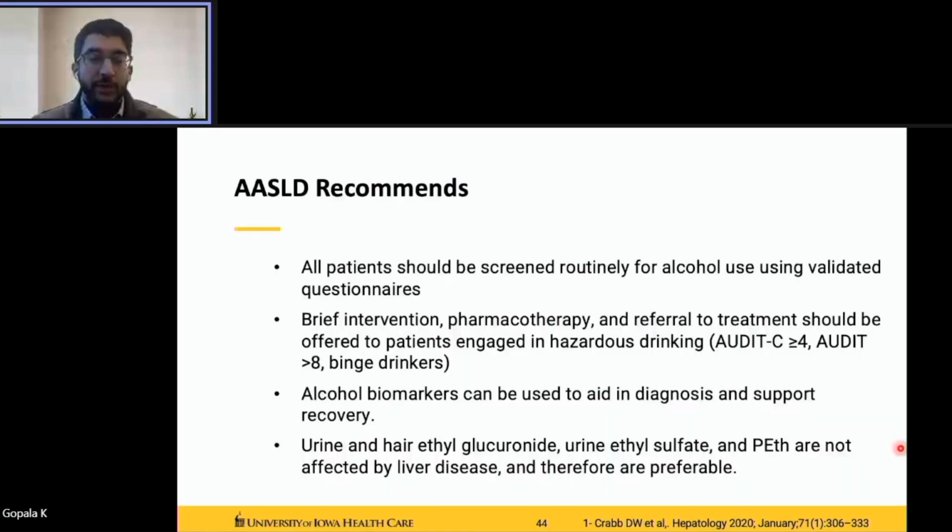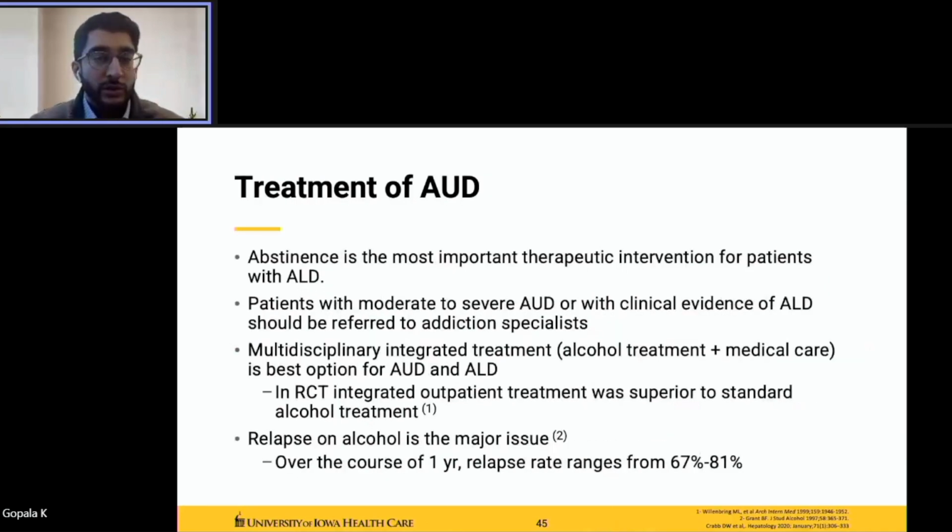Alcohol biomarkers can be used to aid the diagnosis and support recovery. They can be used as a catalyst for discussion, but should not be used as a tool to catch or punish patients. Treatment of alcohol use disorder, and I'm going to say this multiple times, abstinence. Abstinence is the absolute most important thing.